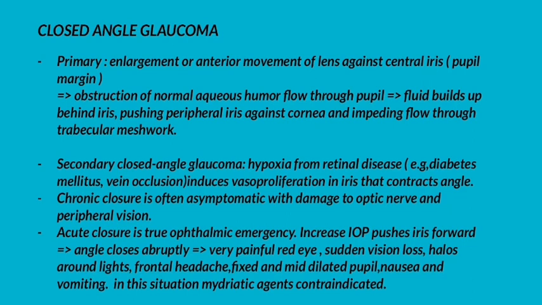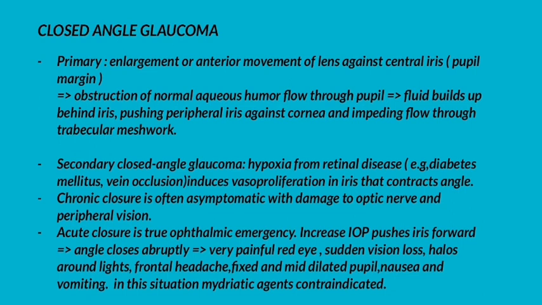Closed angle glaucoma: primary enlargement or anterior movement of the lens against the central iris, obstruction of normal aqueous humor flow through the pupil, fluid builds up behind the iris, pushing the peripheral iris against the cornea and impeding flow through the trabecular meshwork.